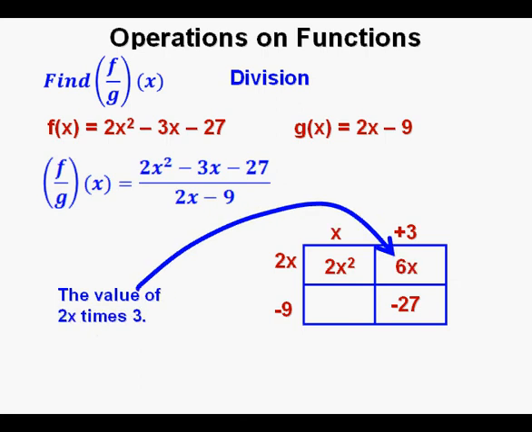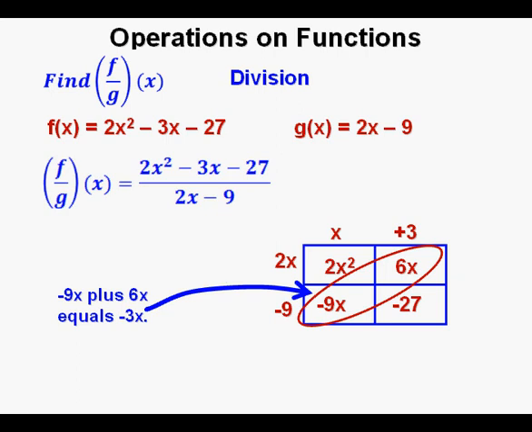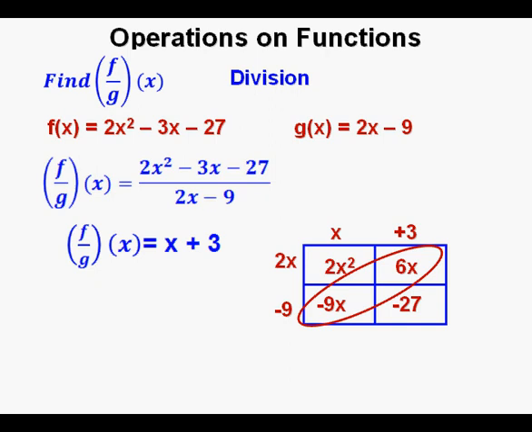Next we fill out the box to make sure everything's correct. In the top right cell we have 2x times 3 equals 6x, and then in the lower left cell we have negative 9 times x equals negative 9x. And since negative 9x plus 6x equals negative 3x, everything checks out. So we know that f over g of x is x plus 3.